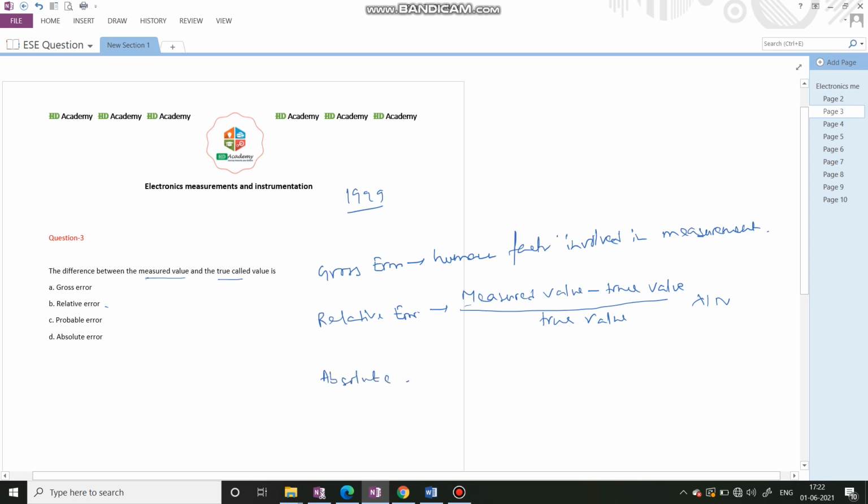Now, what is absolute error? Absolute error means measured value minus true value. So measured value minus true value means absolute error. The answer is D.